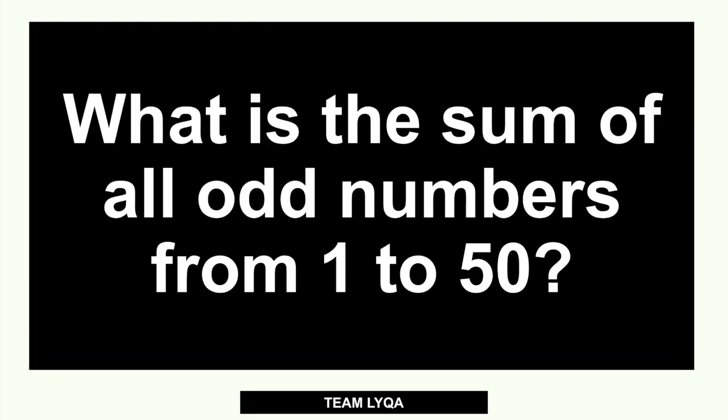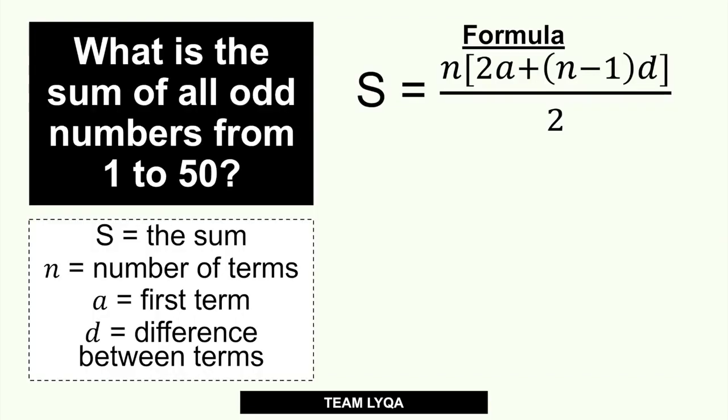Alright, let's see how you did. Okay, tingnan natin kung makukuha yung sagot. Kanina, hinanap natin sum of all even numbers from 1 to 50. This time, odd numbers naman ang gagawin natin. So, again, if you use the formula, check natin kung ano yung tamang sagot. Fill in natin yung information.